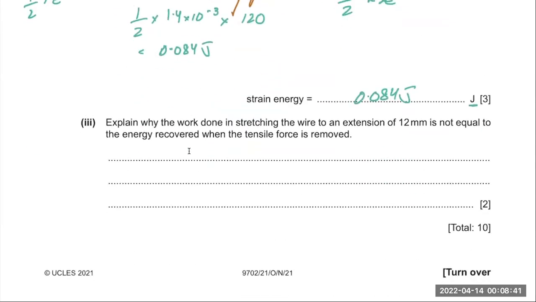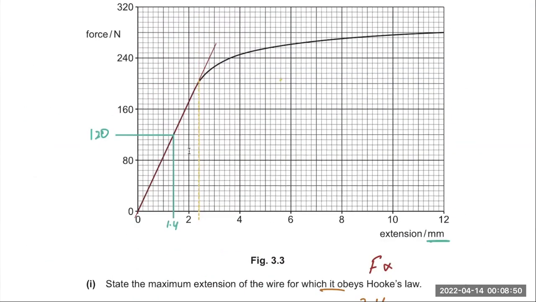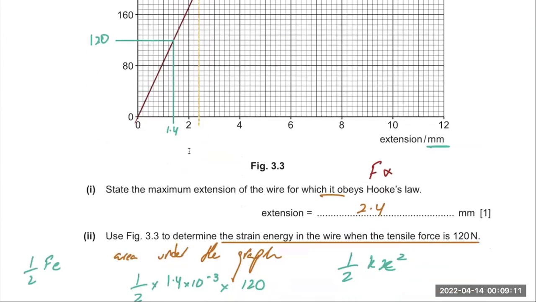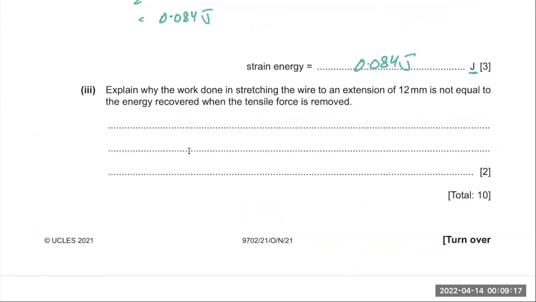So explain why the work done in stressing the wire to an extension of 12 millimeters is not equal to the energy recovered when the tensile force is removed. So we are applying a force, we extend it, our force causes a total extension of 12 millimeters. But when we remove that force, we do not get the same amount of energy back. And the simple reason behind that is because our object has undergone plastic deformation, or the wire suffers plastic deformation. And there's energy lost in the form of heat, or there's thermal energy lost.